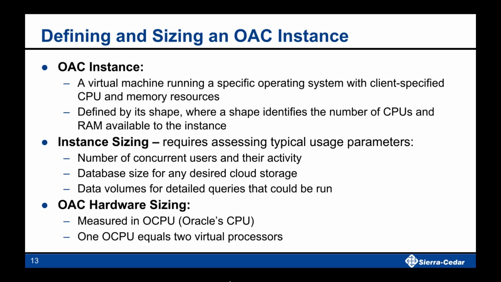So for instance sizing, how much memory and CPU do I need for this OAC instance? How we define this is exactly the same as how we define it for on-premise. We have to consider the number of concurrent users and their activity: are they just running pre-built reports, or running a lot of ad hoc queries? That adds some overload onto the BI server. And what is our database size and data volume? We have to consider all this before deciding how much CPU and memory I need.